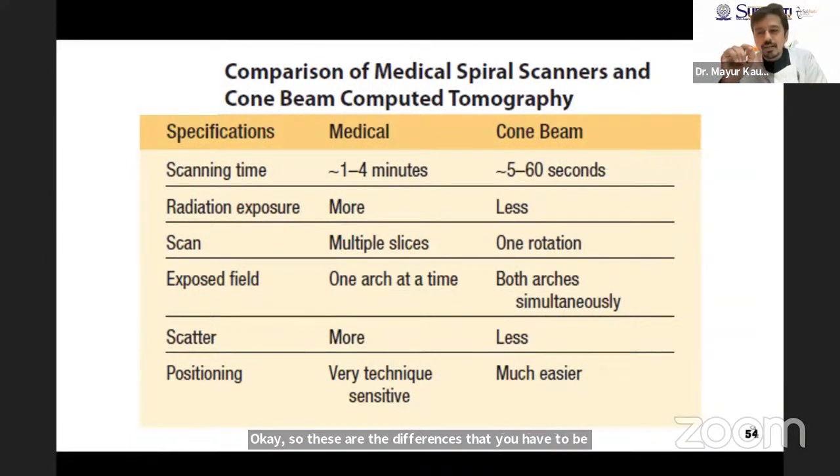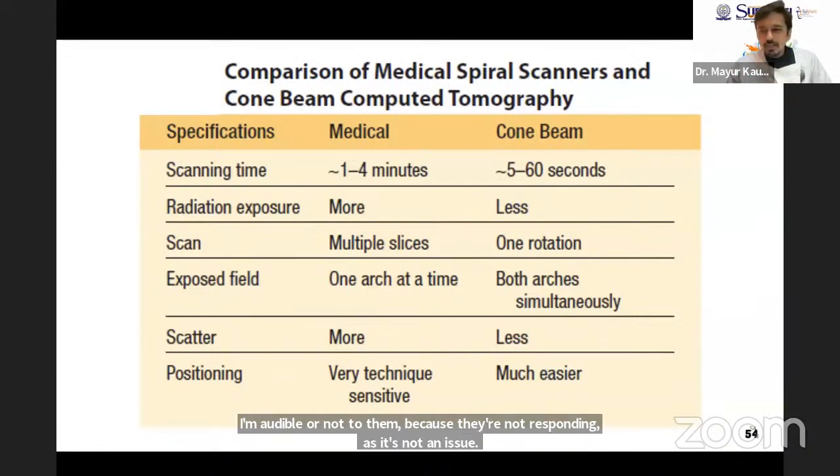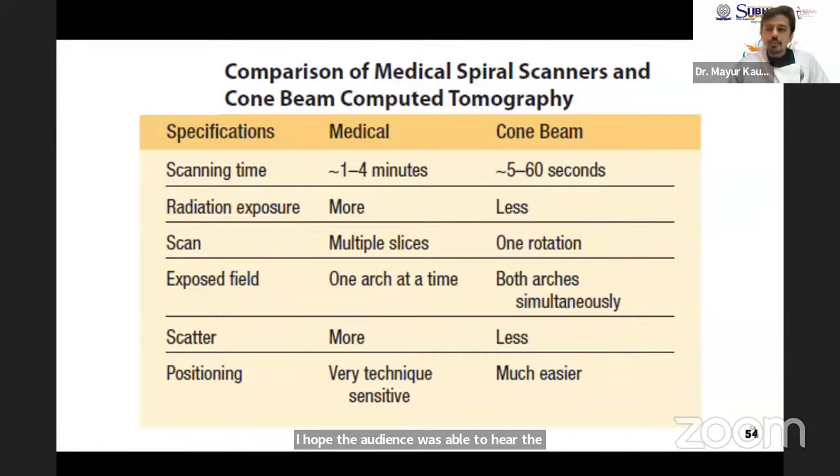So Vipin is standing and the PGs are standing. I think the teacher has come. I don't know whether I'm audible or not to them, because they are not responding. Not an issue. I hope the audience was able to hear this. So Vipin is still standing. So not an issue.